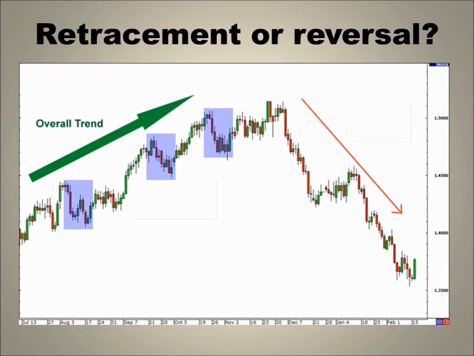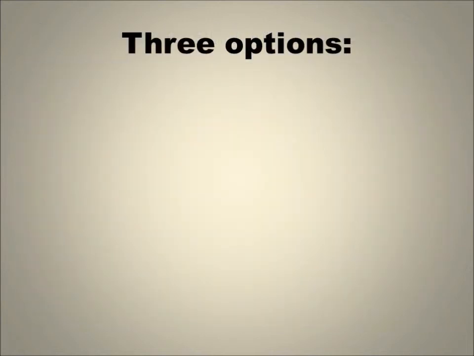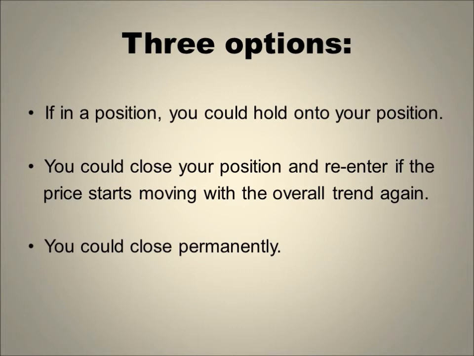Okay, so again, here we have an overall trend, and then we have 3 reversals. So as we can see, you can see the difference between a retracement and a reversal. Here we have the retracements, and here we have the reversal. Now, we have 3 options when we are dealing with retracements or reversals. If we are in a position, we can hold on to our position, or we can close our position and then re-enter.